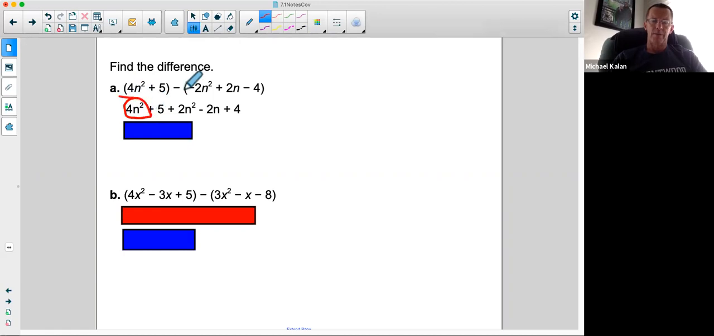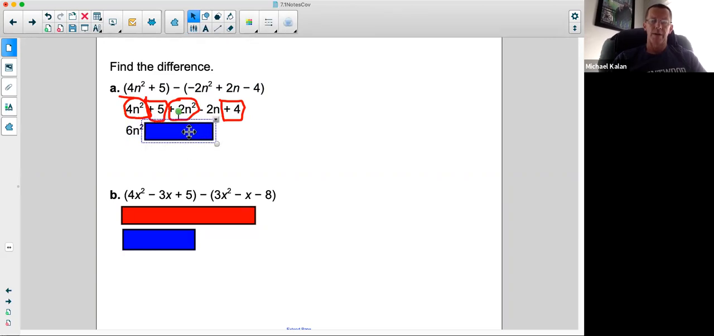4n squared, whoops, and this is kind of hard to do when you draw. Notice I'm circling the signs though, and this one is going to be by itself, but oh, here's some like terms here, right? 5 and 4, constants are always like terms. Okay, and then I'll combine those together. 4n squared and 2n squared make 6n squared minus 2n, positive 9.